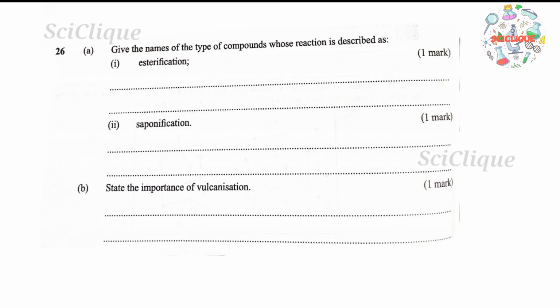26. Part A. Give the names of the types of compounds whose reaction is described as esterification. So in short, the question is asking us which compounds are involved in this process. So we have two, alkanoic acids and alkanols. These two react with one another to form a compound called an ester, and the process is known as esterification. Roman 2. Saponification. Now, saponification is a process that is used for the manufacture of soaps. Now, if you want to create soaps, you need to have a fat or an oil and an alkali. Suitable ones are potassium hydroxide or sodium hydroxide.